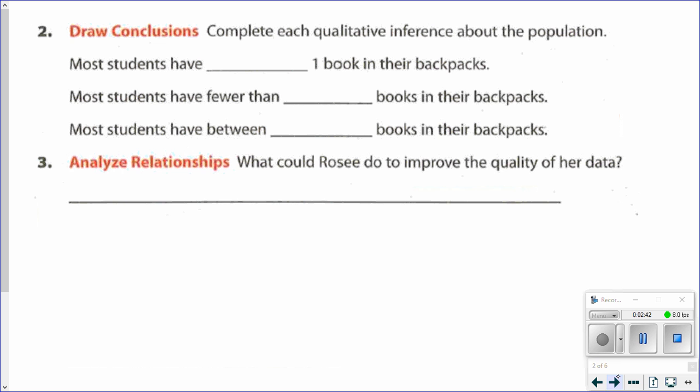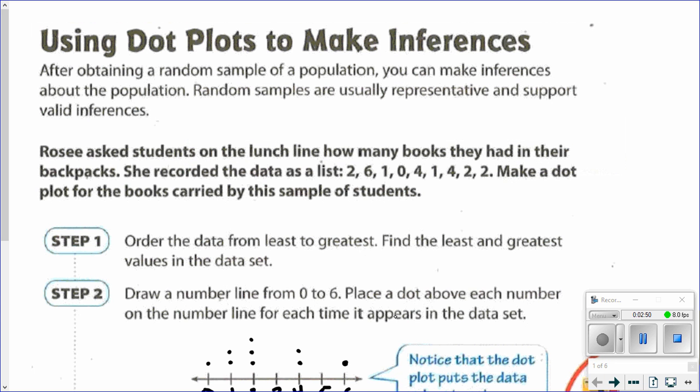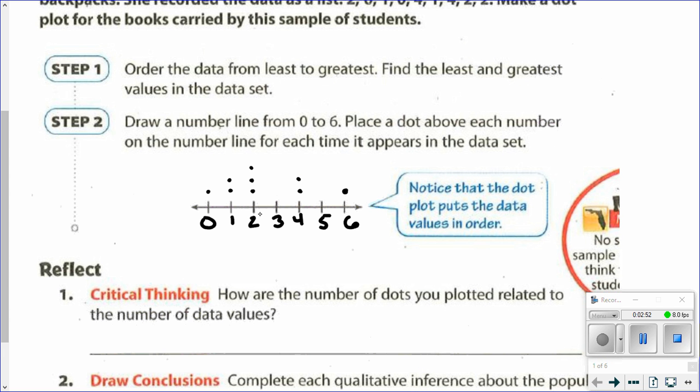All right, let's see what other ones we have. So this is the one we just did. Most students have fewer than blank books in their backpacks. So most students have fewer than what? So if we look, you could say most students have fewer than 6, right? Because most of them do. All of them do except 1 in our sample. But that doesn't really clear things up that much.